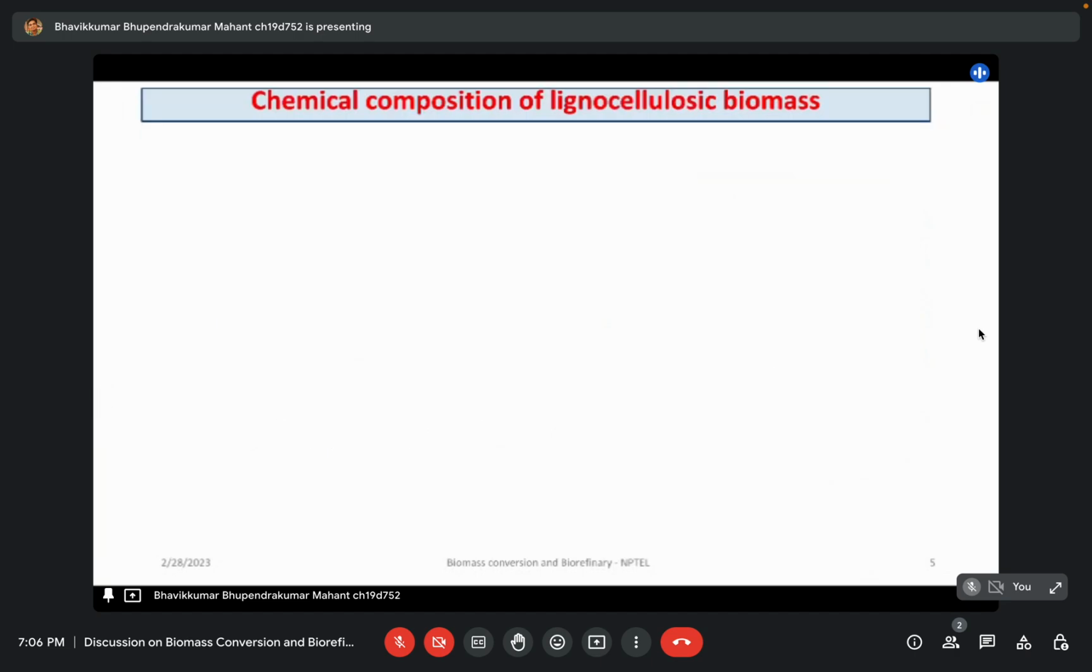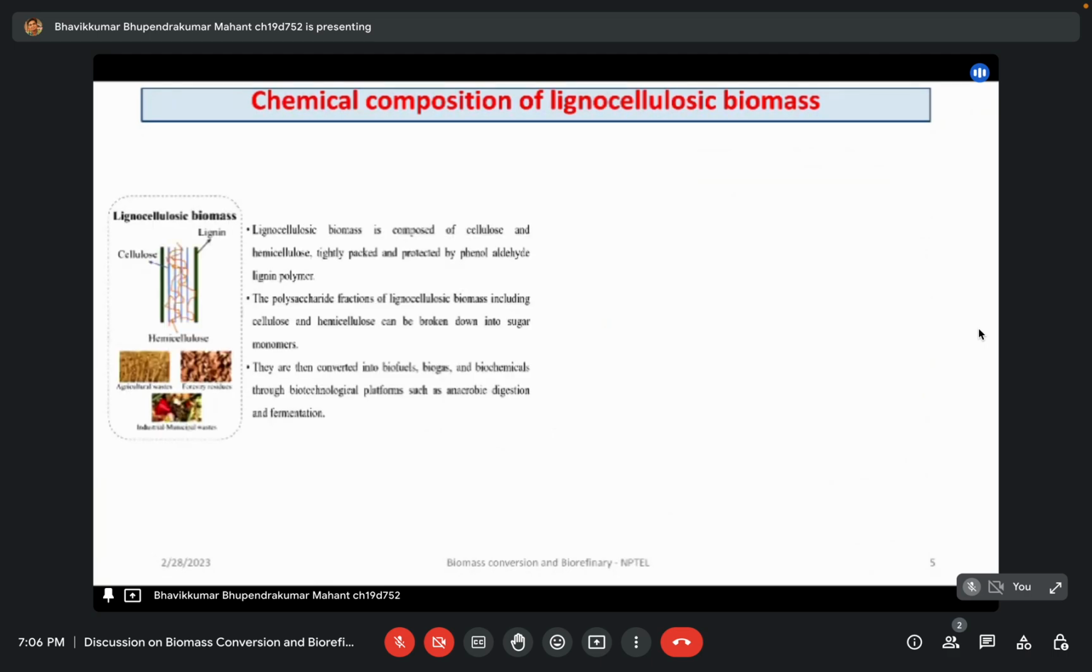Now, chemical composition of the lignocellulosic biomass. These are fundamental details we discuss again and again many times. The main concern is the different parts of the biomass, which has cellulose, lignin, and hemicellulose, as you can see here. These are the three different parts of the biomass, and mainly cellulose and hemicellulose we can break down into sugar monomers, like sucrose, glucose, and fructose, and then we can go for alcohol out of that, or maybe we can go for biofuel, biogas, biochemicals, and many other products.